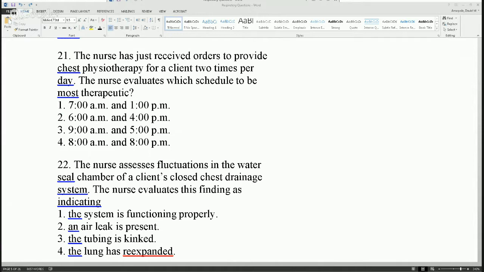Most therapeutic. Well, let's do it before breakfast then. Let's do it at 7 a.m. and 1 p.m. The answer is actually 2. Chest physiotherapy and postural drainage are most effective upon first awakening and during the day, 1 hour before or 2 to 3 hours after meals. This treatment should always be followed by oral hygiene. All other options are most effective either at or shortly after meals.